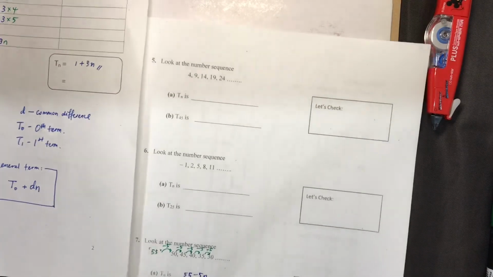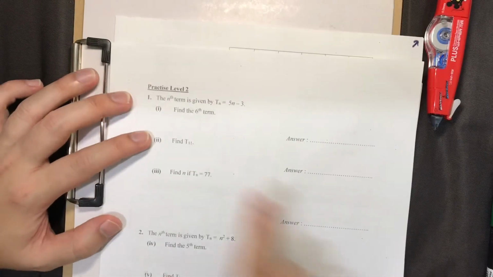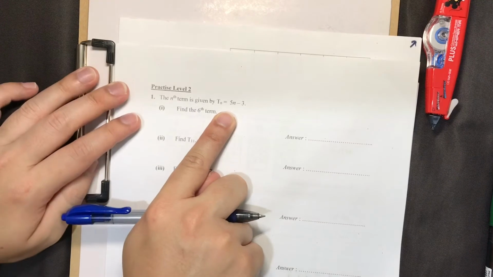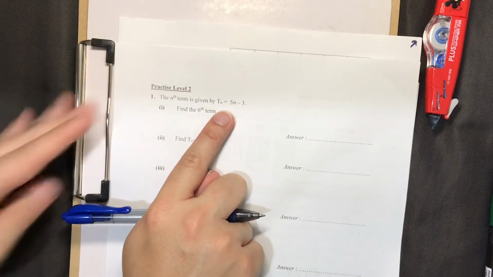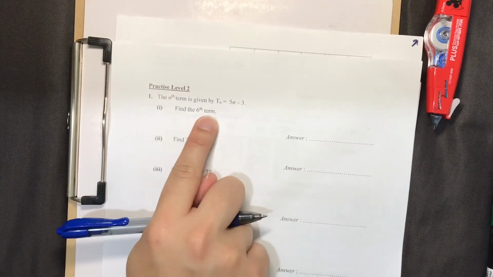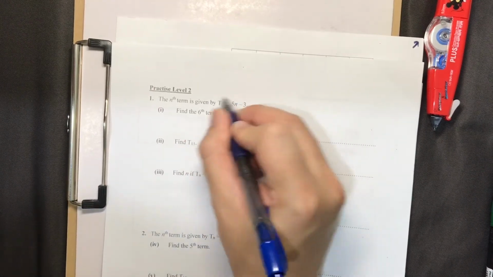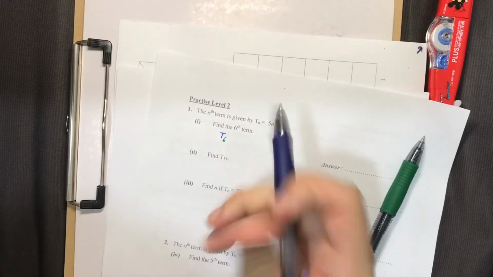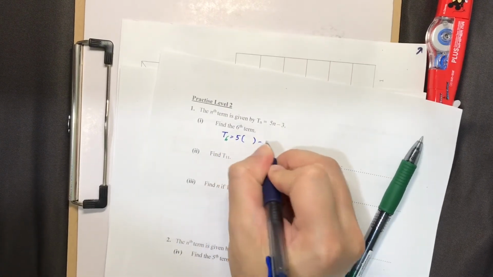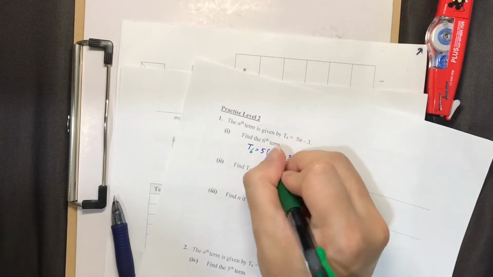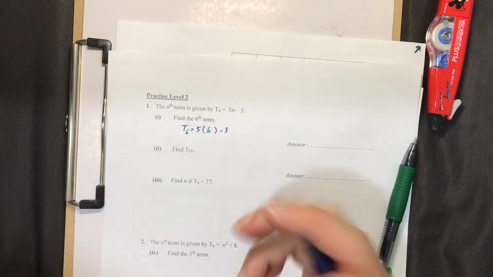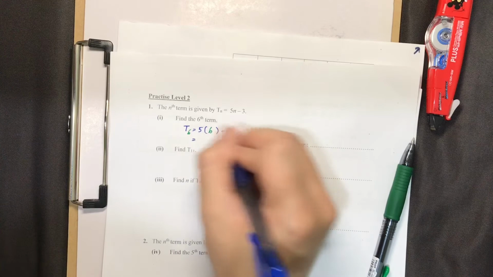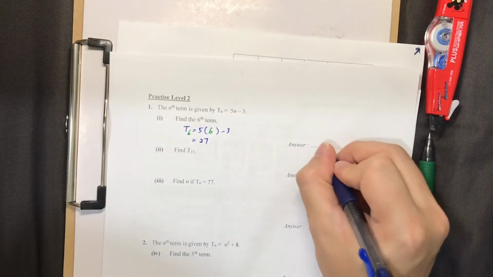Alright. Now number 6. Sorry, page 6. Now just now was to find the general term. Now they give you the general term. So you need to use the general term to find something. So here what do we do? Find the sixth term. Referring to this formula, right? So T6 is equal to 5 times n, where n is 6. So 5 times 6 minus 3, right? If you press the calculator, you put this, it equals 27.